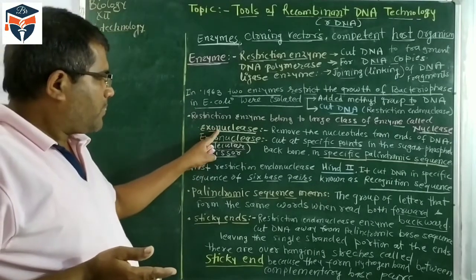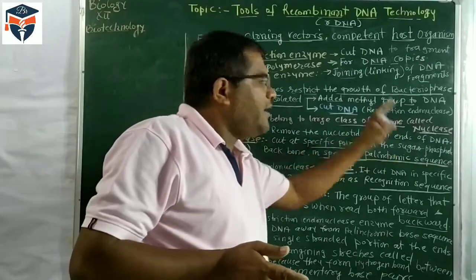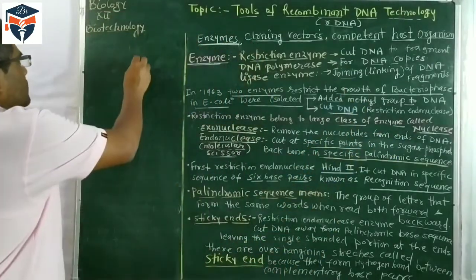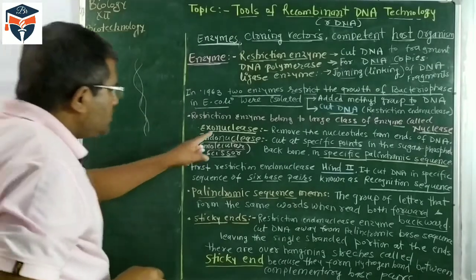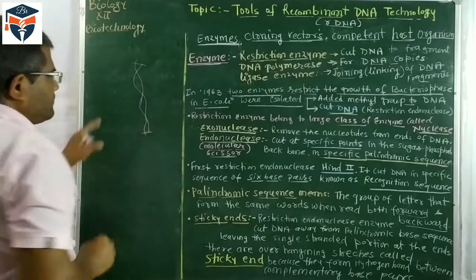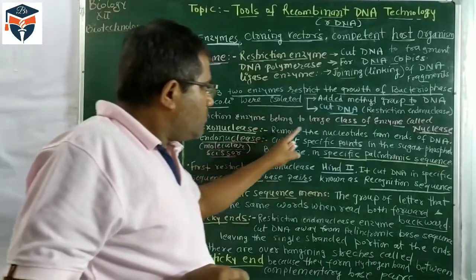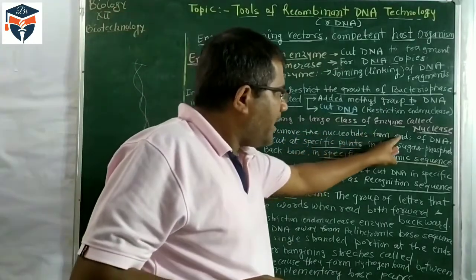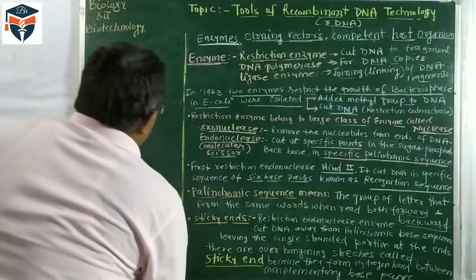Exonuclease enzyme removes the nucleotide from the end of the DNA. Suppose this is the DNA fragment. This enzyme cuts the DNA from the end portion. So exonuclease is the enzyme that removes the nucleotide from the end of the DNA.